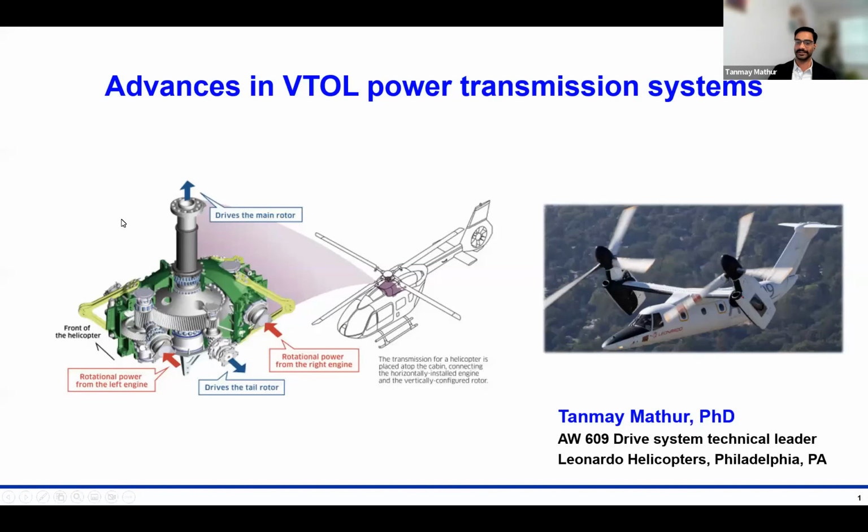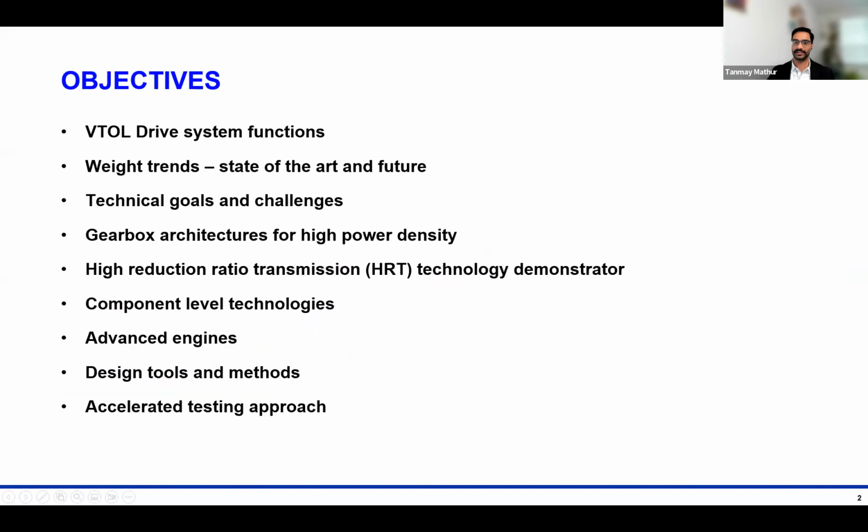For serious power level, anything above 1,000 horsepower, the gearbox becomes a necessity. The direct drives are just not there yet. So this is a list of topics that I want to cover in today's talk.